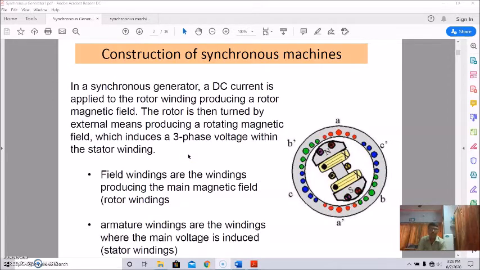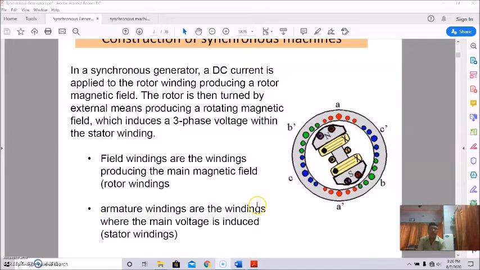Field windings are basically the windings which produce the main magnetic field, and they are provided in the rotor windings. Armature windings, as I told you earlier, are the windings in which the main voltage is induced, that is, the stator winding. So this is the rotor, these are the rotor windings, and this is the stator or armature where the stator windings are placed. Three-phase voltages are induced here, that is red, yellow and blue. Here it is red, blue and green, as shown.